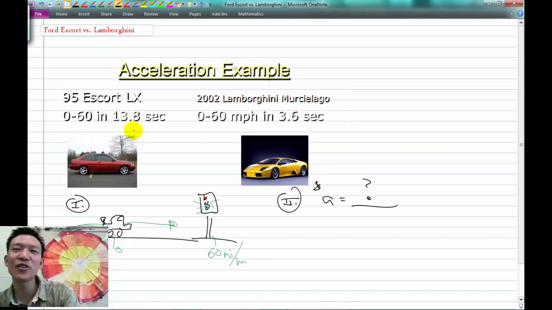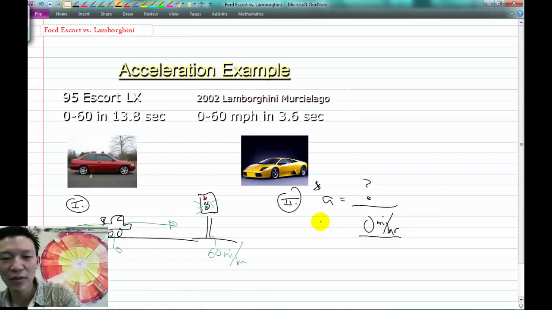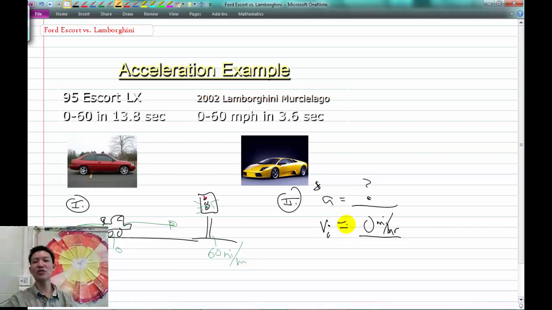What are we given? It's 0 to 60. What does that mean? That means your starting speed is 0. So what's a fancy way in physics to say starting speed is 0? The starting speed we're going to call v_i. What does v_i stand for? Anyone know? Initial velocity.